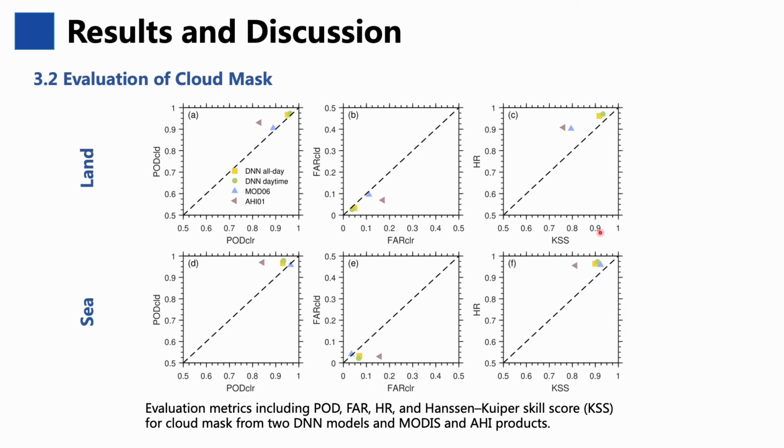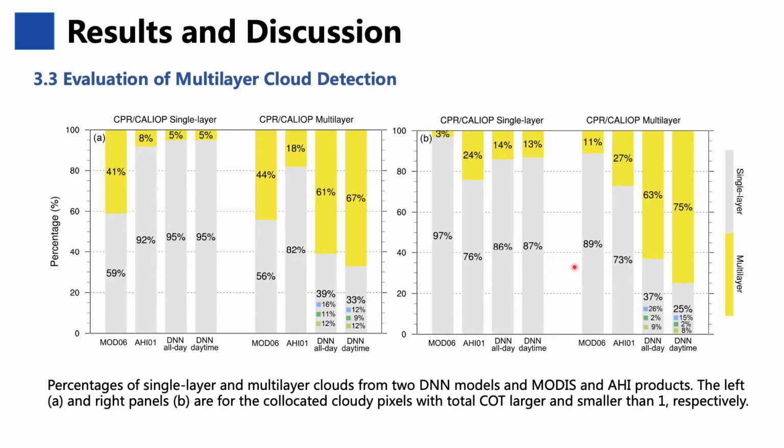The DNN model outperforms the MODIS and AHI cloud masks, which have relatively low HR and KSS values. Over the water surface, the DNN model and the MODIS product work fairly well and perform better than the AHI model. For multi-layer cloud detection, under sunny conditions, the probability of multi-layer cloud detection reaches 61% for the DNN model and 68% for the daytime model, which is obviously better than the MODIS and AHI product results.